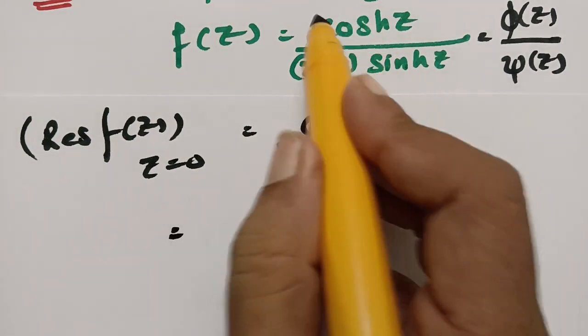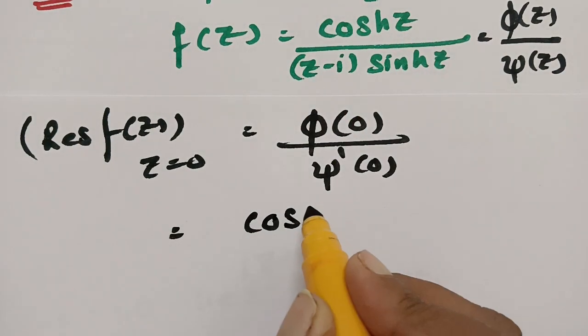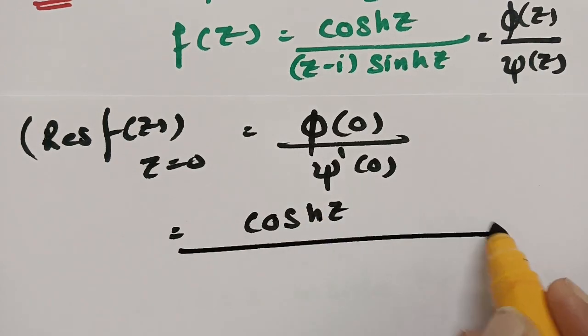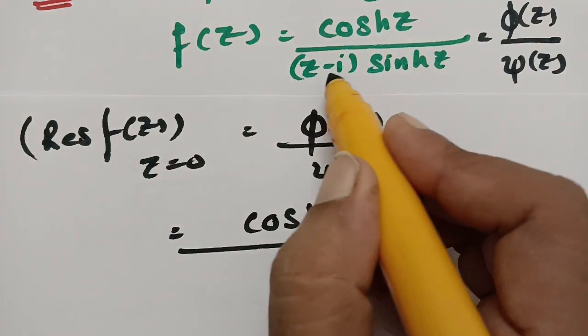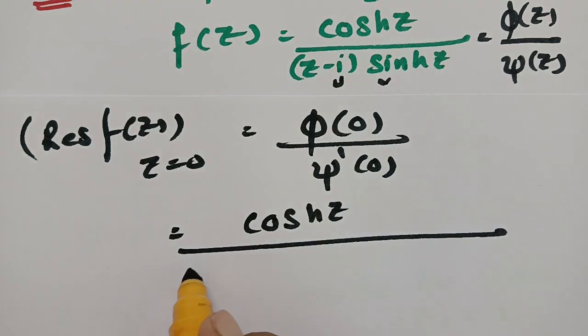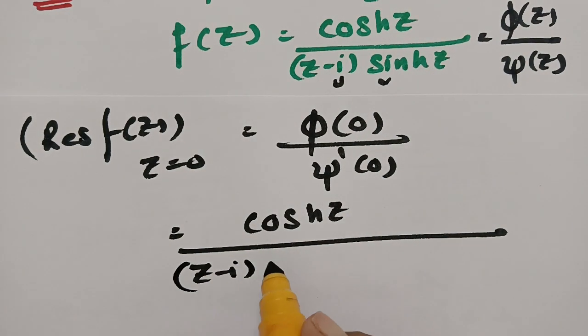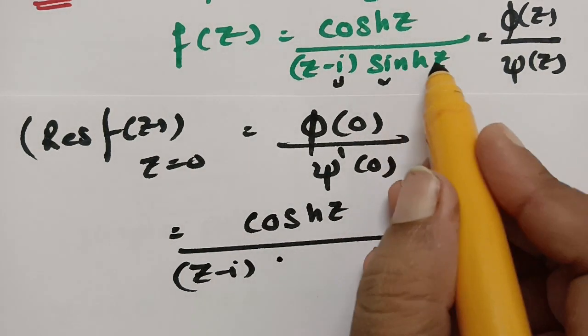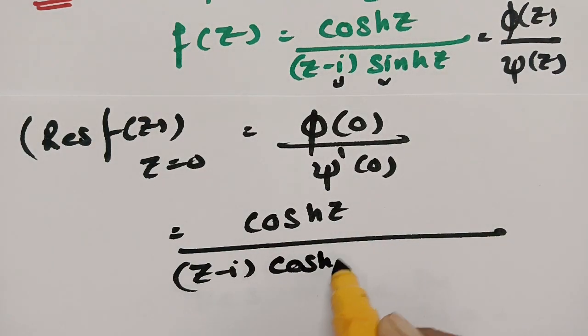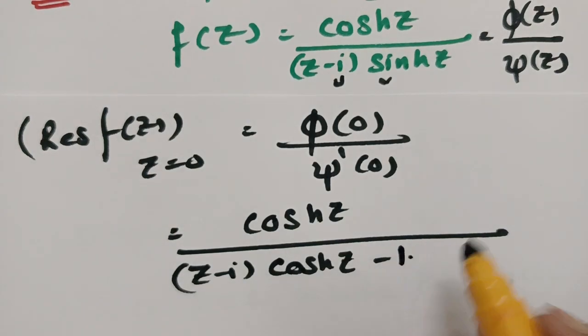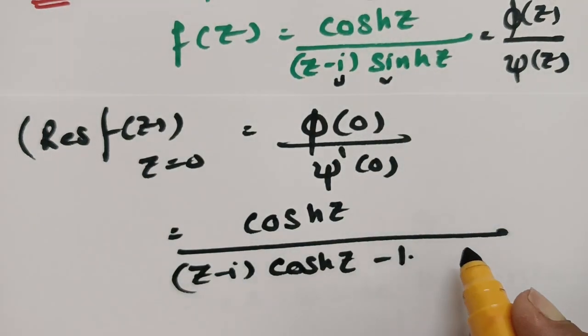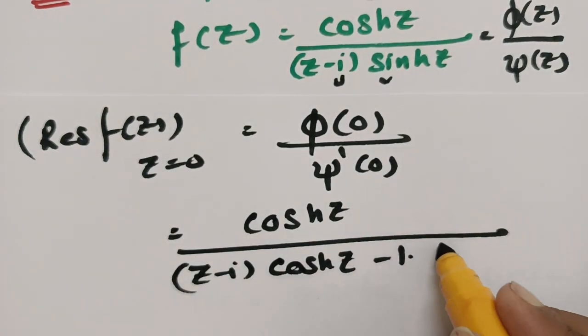So first of all, the numerator I am keeping as it is. This is cosh z. And for the next one we have to take the derivative. This is of the form u and this is v. That is, z minus i I am leaving, and for sinh z the derivative will be cosh z. And next, for z this is 1, and for sinh z, see here, I am leaving sinh z as it is.